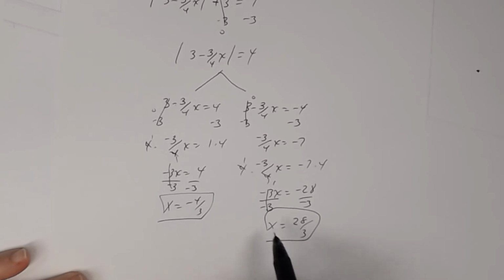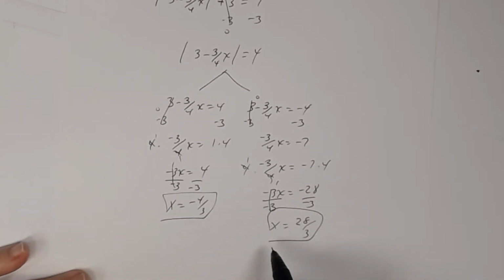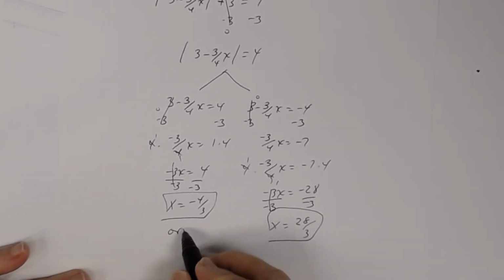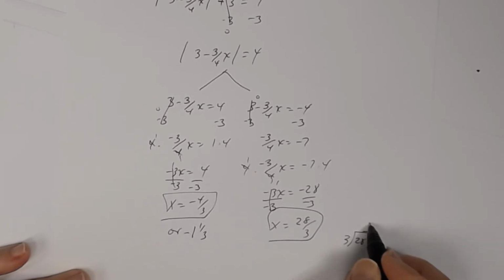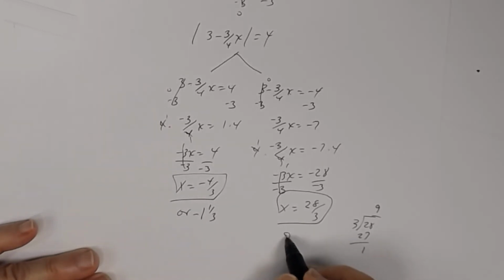All right. Now, in both cases, if you want to write both cases as a mixed number, you can. So you could say negative 4/3 is negative 1 1/3. And then 28/3, 3 divided into 28 is what? 9. 9 times 3 is 27. Remainder 1. So you get 9 1/3.